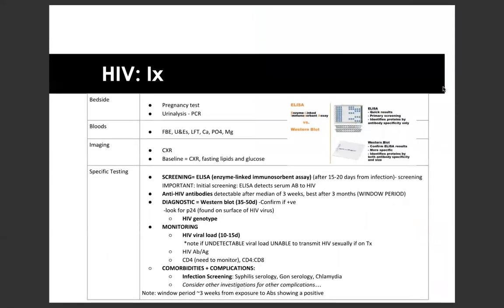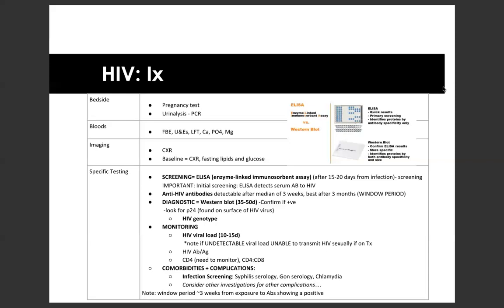And in terms of investigations, the most important thing to remember would be the ELISA test and the Western blot. So the ELISA test is good for screening, and that can become positive within 15 to 20 days of infection. But the Western blot takes longer to become positive. It might take 35 days, and that's more diagnostic. So ELISA is more screening, and Western blot is more diagnostic. And important to remember that HIV antibodies may not be detectable until 3 weeks, so that has that window period. So it's important to get the patient to come back if it's within a short time frame.